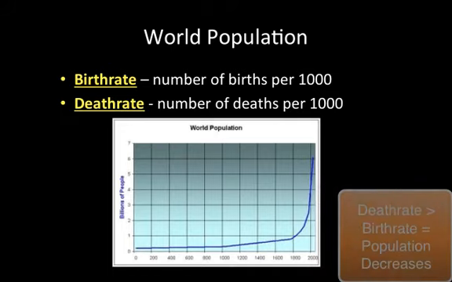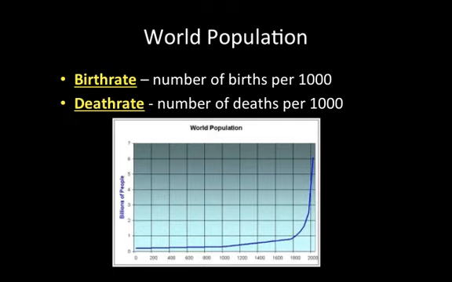If the population decreased, the death rate would be larger than the birth rate. And if they are the same, then the population doesn't change at all. The number of individuals being born is the same as the number of individuals dying, so the population would not change at all.